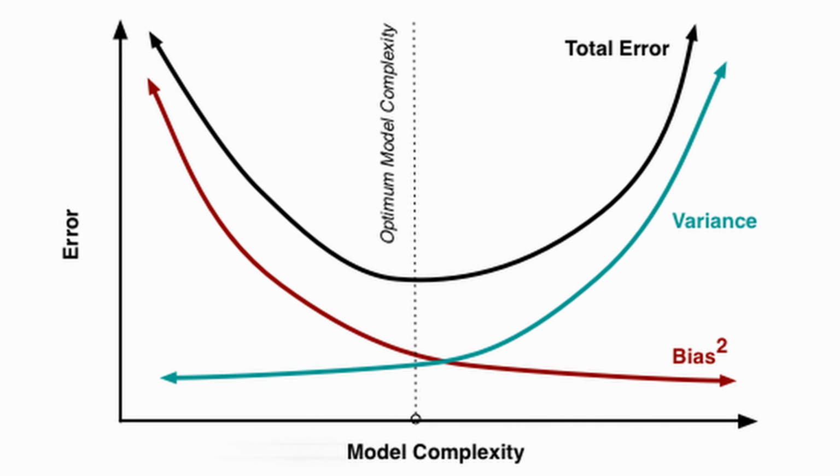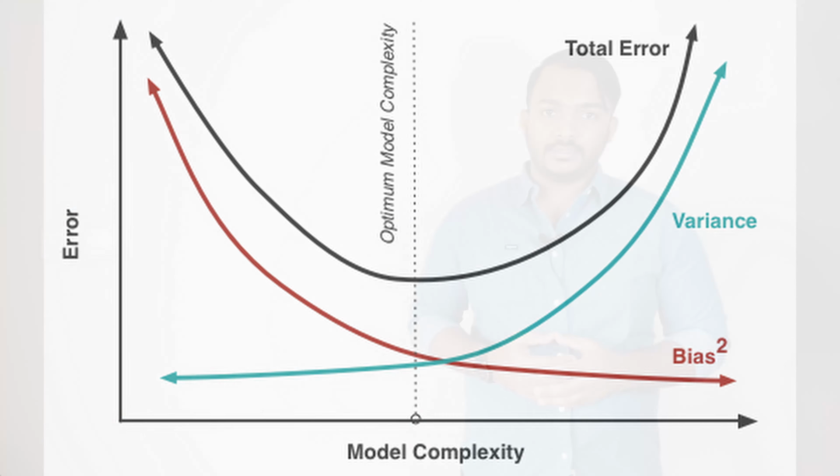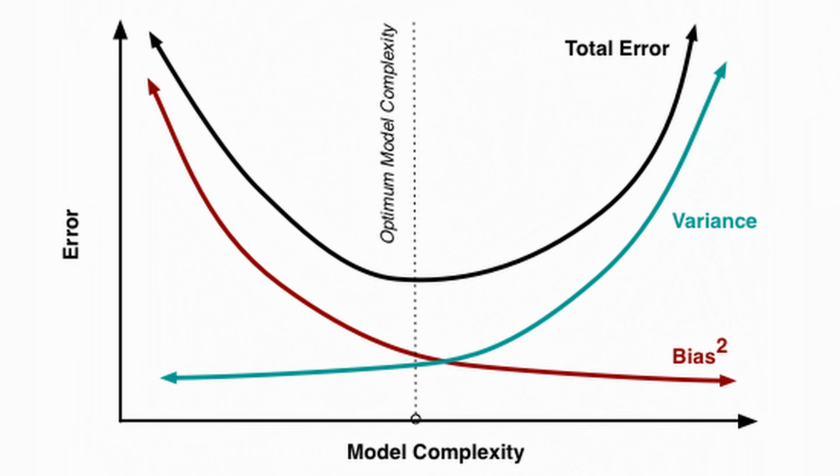Now let's visualize this trade-off with a graph. On the x-axis, we have the model complexity ranging from simple models on the left to complex models on the right. On the y-axis, we have error, which includes both bias and variance. As you can see, when you have a simple model, it has a high bias but a low variance. It's not flexible enough to capture the data's complexity, resulting in systematic errors. On the other hand, as we move towards complex models, towards the right, the bias decreases but the variance increases. These models fit the training data very well but fail to generalize to new and unseen data.